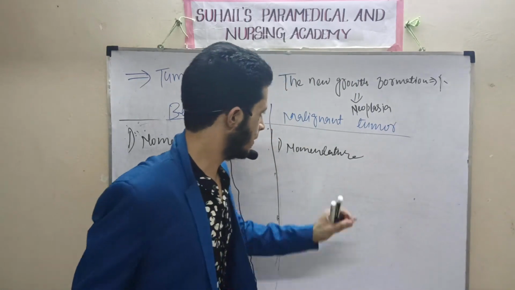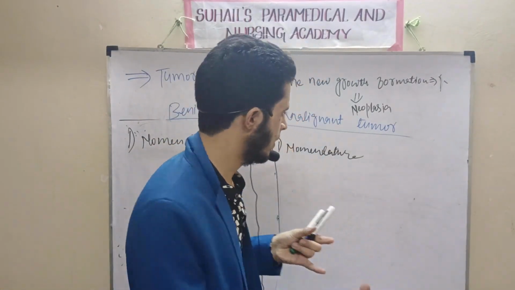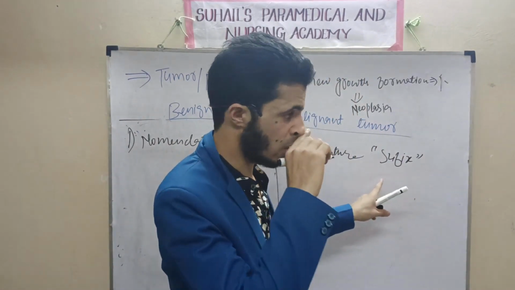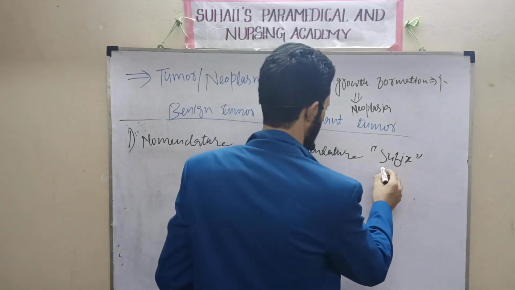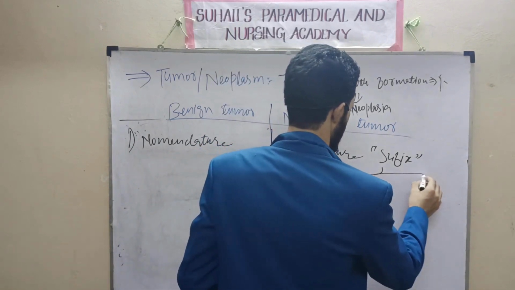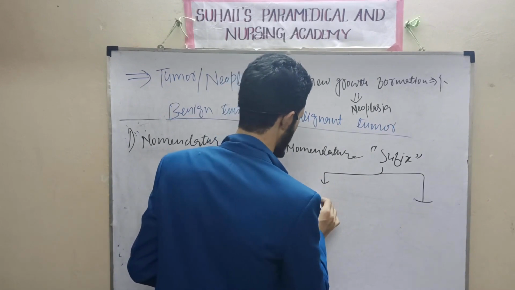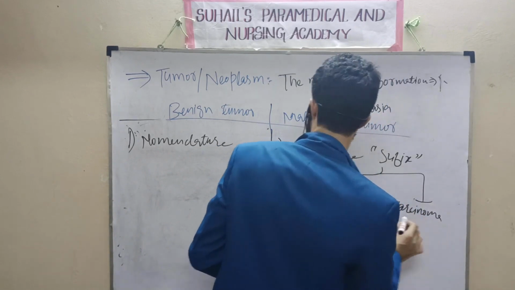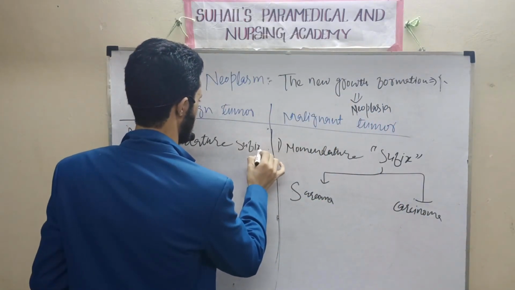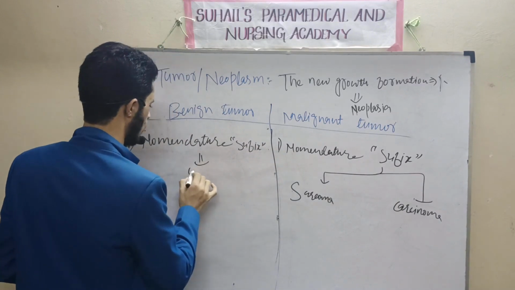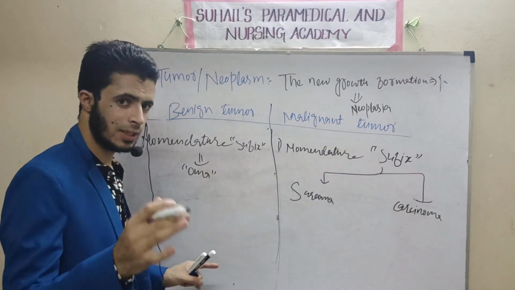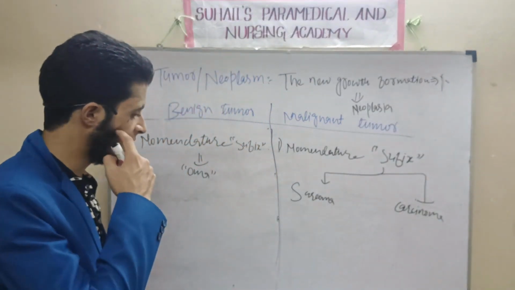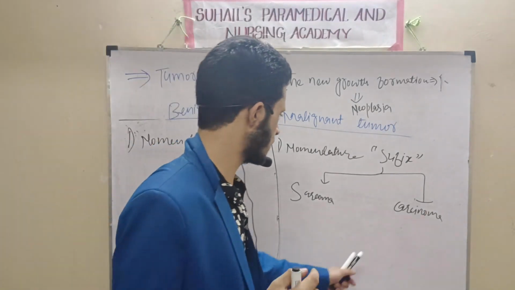What I actually mean here is that the malignant tumors will have a suffix. The suffix in case of a malignant tumor will be either sarcoma or carcinoma. And the suffix in the nomenclature here will be oma. I will tell the difference. I will tell the examples later also. Remember the point, when it is called sarcoma and when it is called carcinoma.